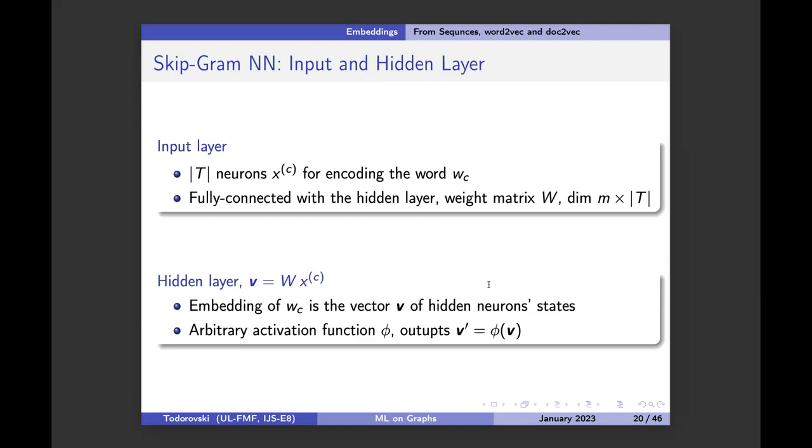As simple as that. But of course, I have to train the network so I get the right W's, okay? An arbitrary activation function can be used in this particular case because each neuron in the network has an activation function, which is usually the same for the whole layer. And in the particular context of the skip-gram neural network, the selection of which activation function is being used is not very, very important. But whatever you use, you will get the outputs of the neurons of this layer, and we are going to denote those outputs as V prime.